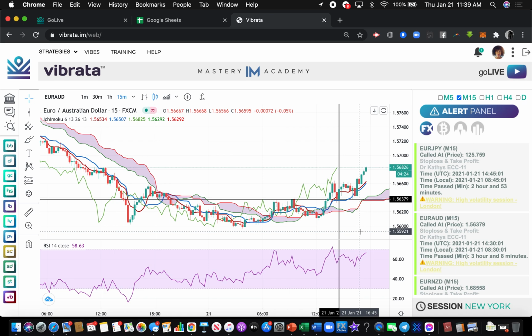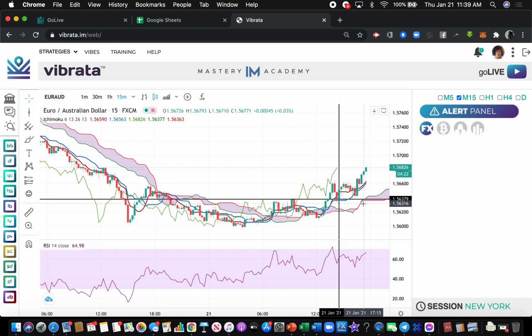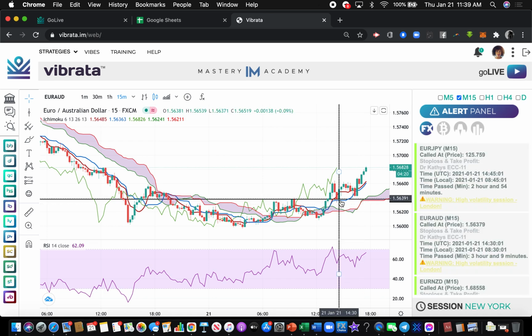So generally what I do is, once I mark this particular area, I look to the left at the candles to see where the previous high and the previous low are of the previous candle to help me determine my zone.